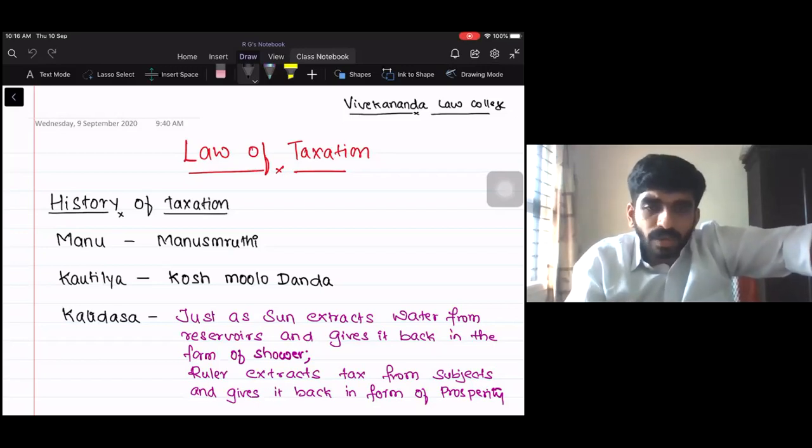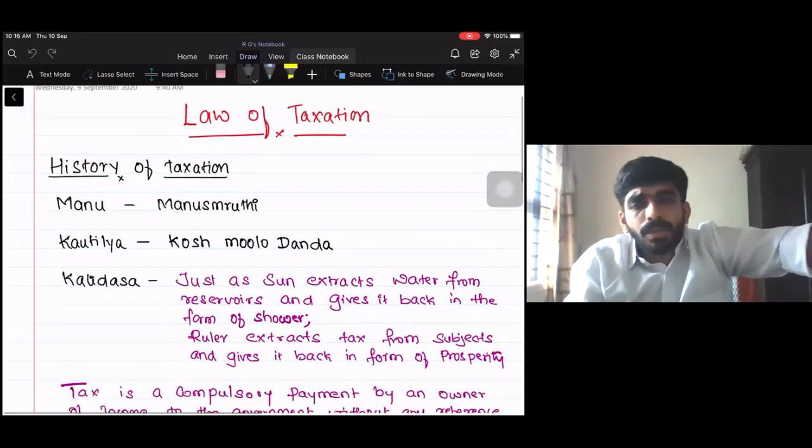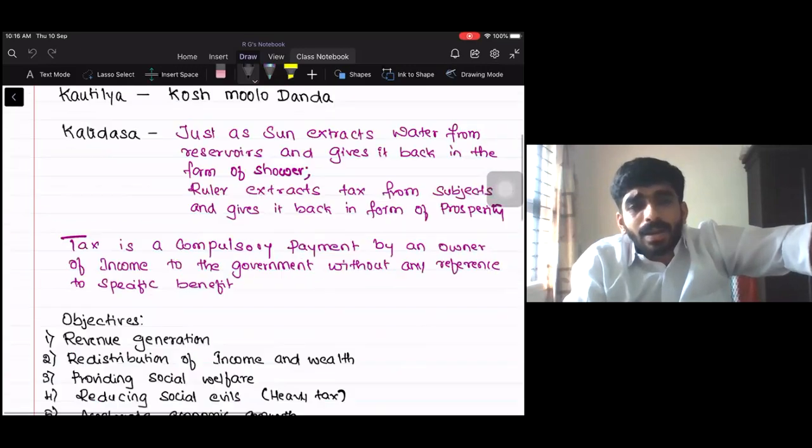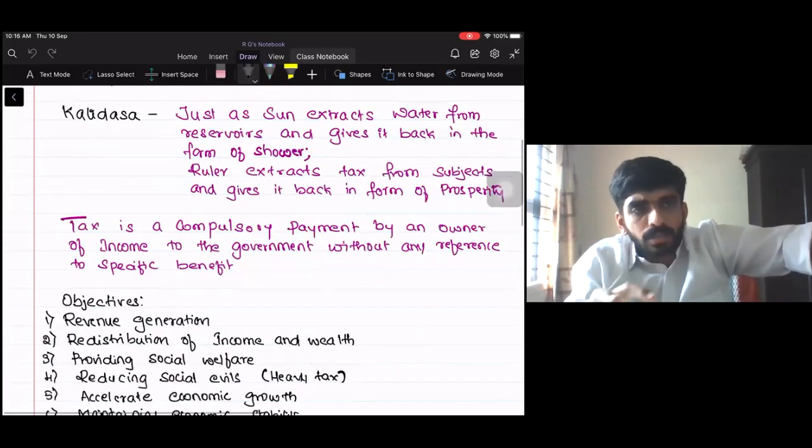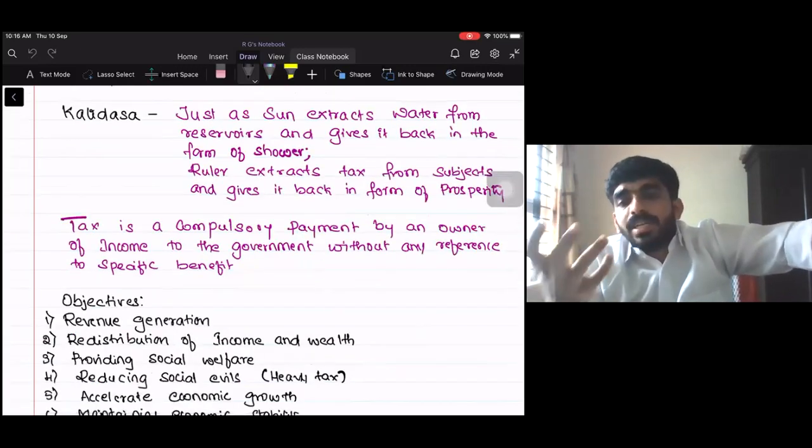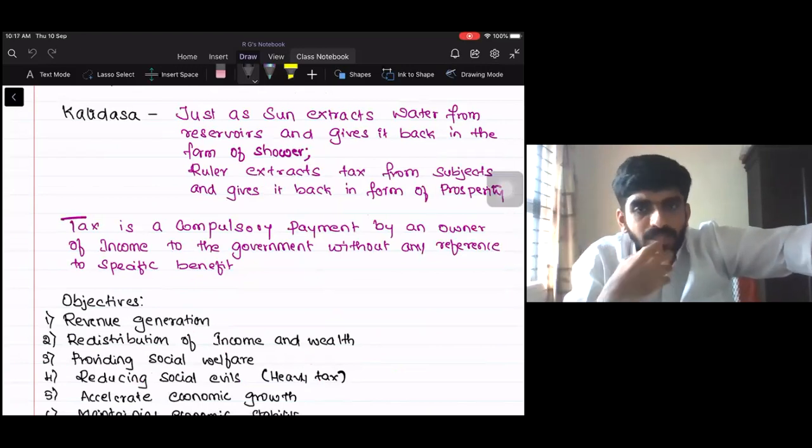So what is tax, if I have to ask? See, one more thing, these are not hard and fast definitions, these are just ideas to give you an insight into taxation.